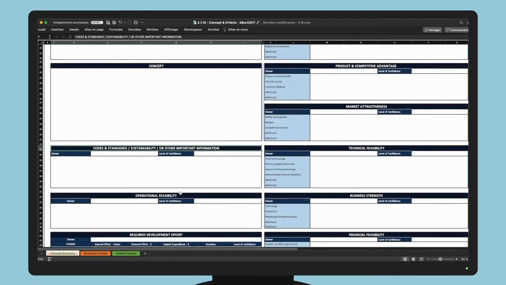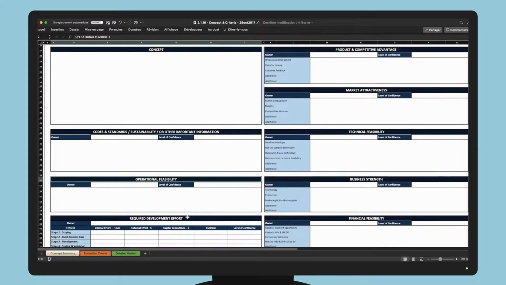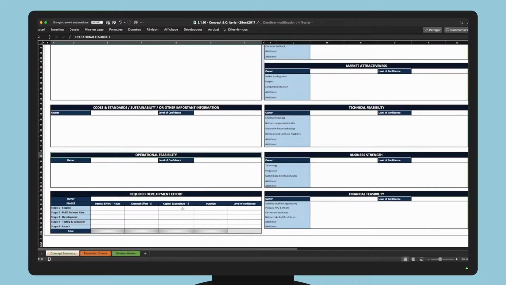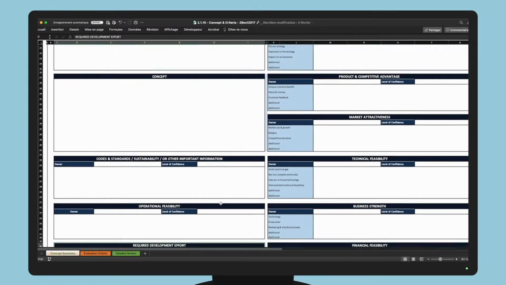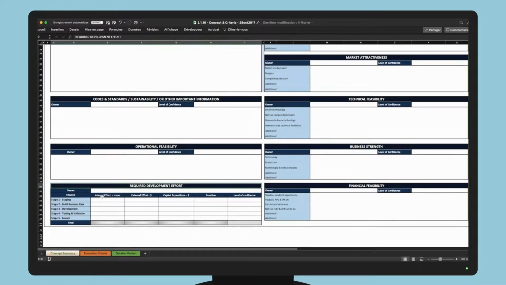Then comes the validation of the operation feasibility, an evaluation of the required development effort. Notice that the effort is spread between the internal effort in hours. It scopes the project proposal. The external effort in your currency, if you have to pay for services. The expected duration, and your level of confidence in your effort evaluation at this stage of the project.